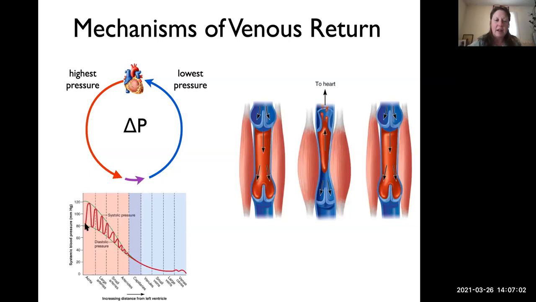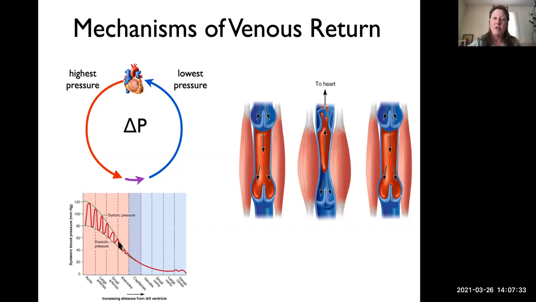We can see that in this graph too. This is showing the pressure in different blood vessels as we move away from the heart. So you can see that the pressure in the aorta is higher than any of the other vessels, and it's also fluctuating as the ventricles contract. And as we move into smaller and smaller arteries, that pressure drops. Pressure drops as we move away from the heart.